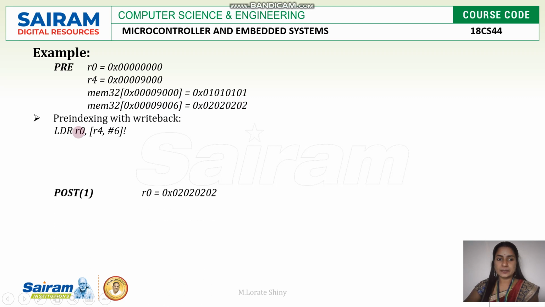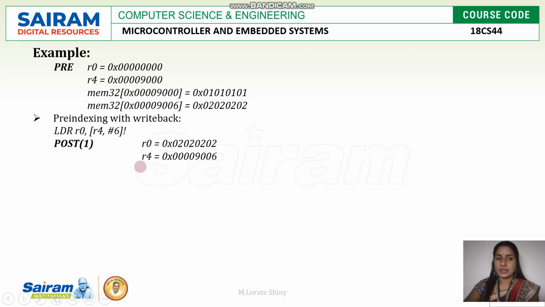So we can see in the post, the content of R0 will be 02020202 from this location, the 9006 location. Okay. Now, do we need to update R4? Yes, we have to update R4 because we have this write back symbol. Updation in the sense of adding R4 and 6 only. So 9006 is the new value of R4.